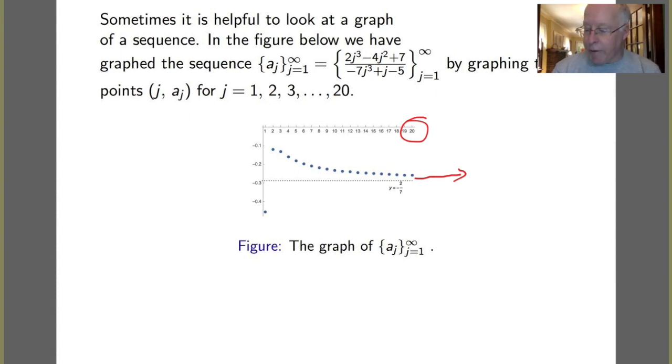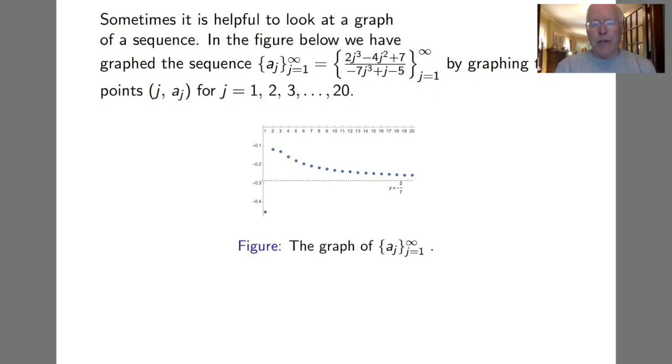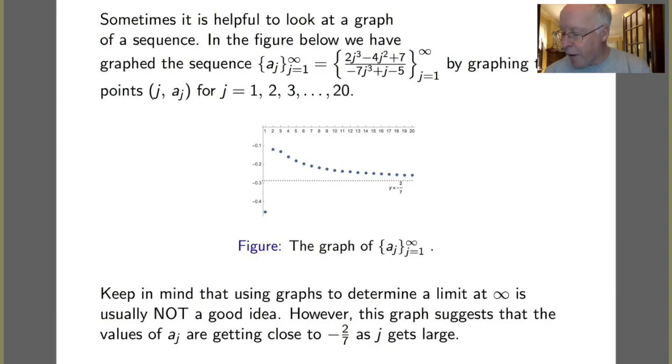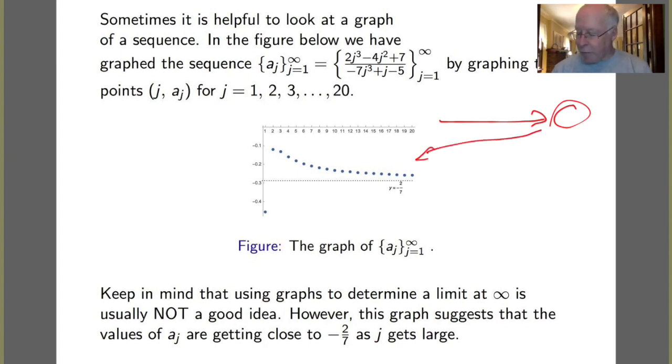Now, as we probably discussed in other courses, keep in mind that using graphs to determine a limit at infinity, that is for large values, is usually not really a good idea. I mean, if the j is going off to infinity, we're interested in really big j values way out here. And so a graph really isn't going to tell you about those big j values. But nonetheless, in a case like this, we can kind of get a feel for the convergence.